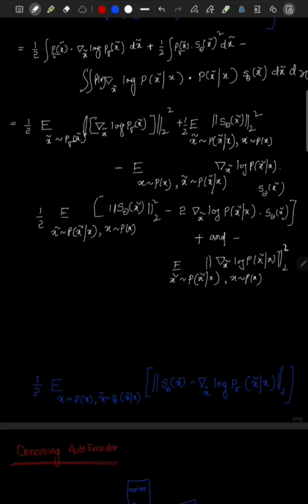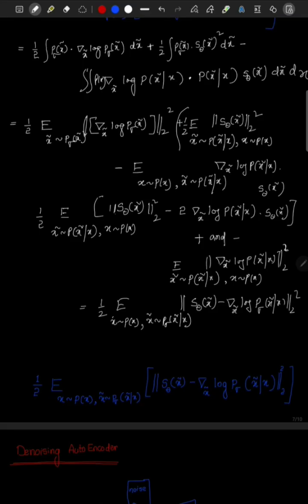Okay, so if you do it, then you will come up with this term, that is half into expectation of x sampled from p(x), x tilde sampled from p sigma(x tilde | x), and there we will have s theta of x tilde minus the gradient of log p(x tilde | x), okay, we will come up with this. I am just taking these two terms and doing some algebraic adjustment, and I got this particular expression.